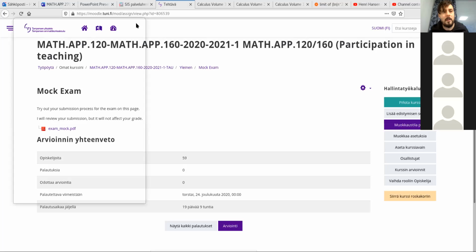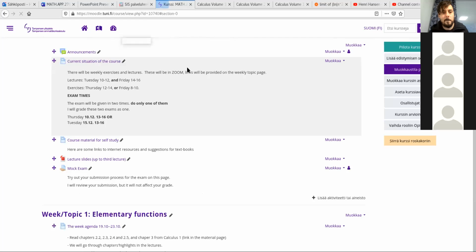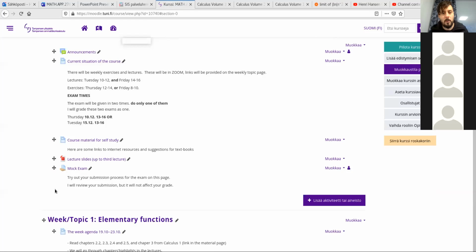And what will happen here is that below here there will be a link which won't be open to you until the time of that exam, right? So you can then open up that at exactly the time when the exam starts. It will be below here in this section. It will appear here. Okay? Does that answer your question?